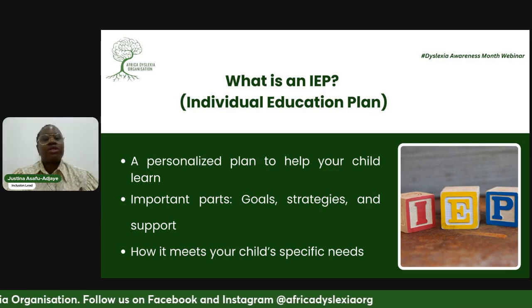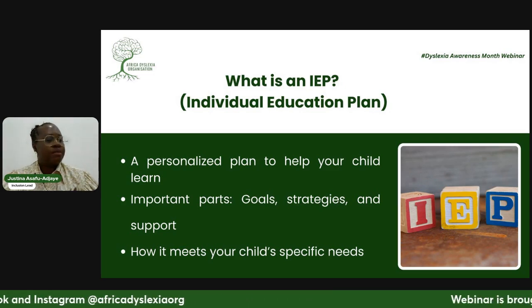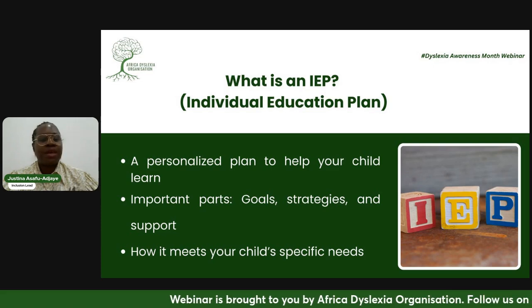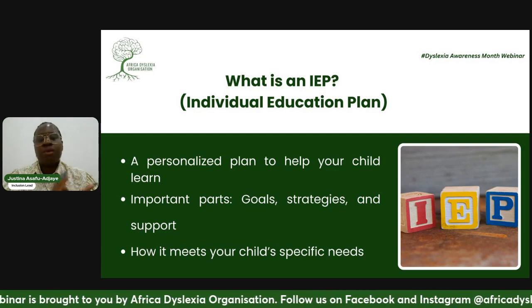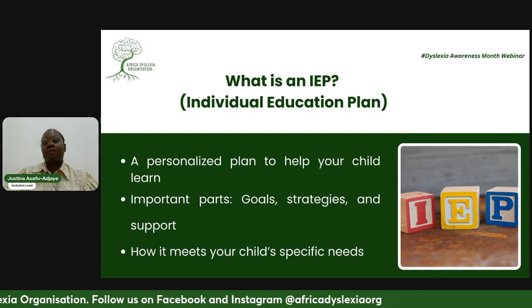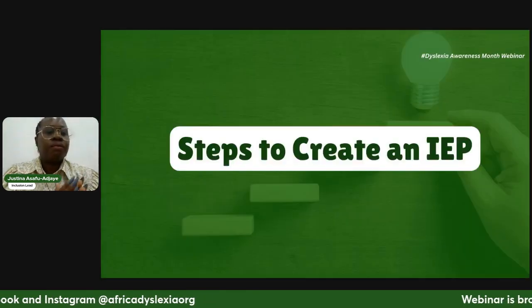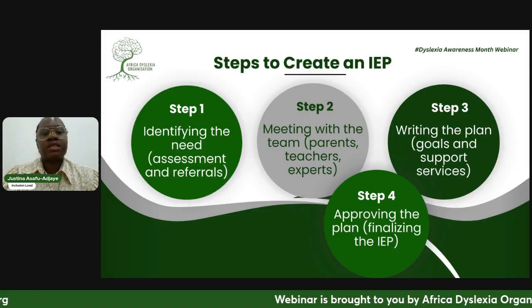So you start off with a goal. What is the need? Identify the need of the child. So it might be that your child is struggling to remember their phonics. It might be that your child is struggling with attention and focus. It might be that your child is not reading at the level that they should be. So these are the steps to create your IEP.